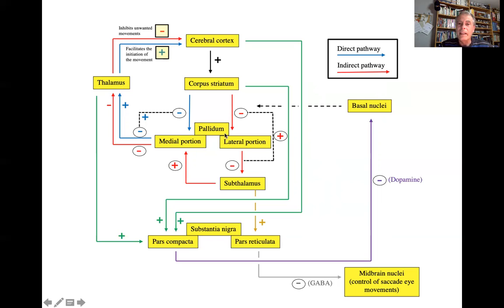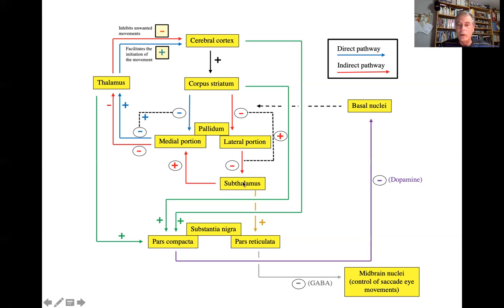However, when it reaches the lateral portion, as it is inhibitory and the lateral portion is also inhibitory, we end up having an activation of the subthalamus. And the subthalamus activates the medial portion of the pallidum, and as the medial portion is inhibitory, in this case we are inhibiting unwanted movements. So the coordination of these two pathways is a key for the correct movement.